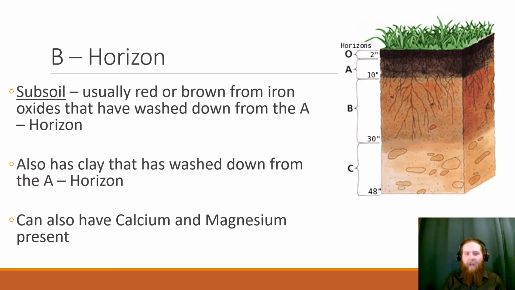In the B horizon, we call this the subsoil. This is usually a reddish or brownish color, and it's from iron oxides that have washed down from the A level. They've come down into here, creating that nice red color. Probably should have used a different color to do that. It also has any clay or very fine silt that has washed down from the A horizon. We also find calcium and magnesium in these levels, and these plants here are growing down their roots to collect this calcium and magnesium.